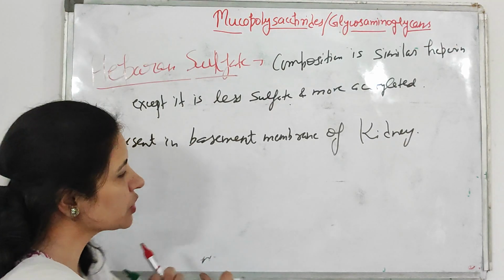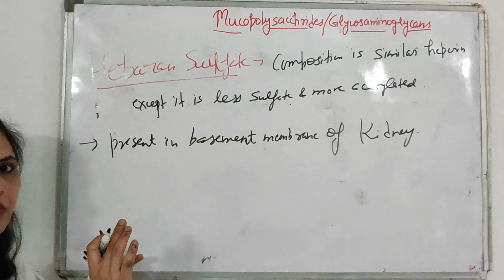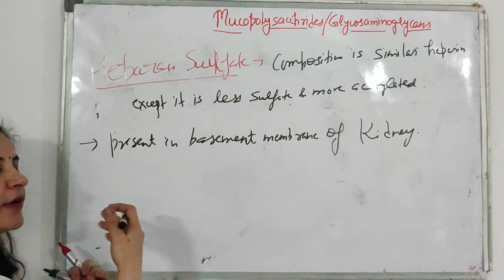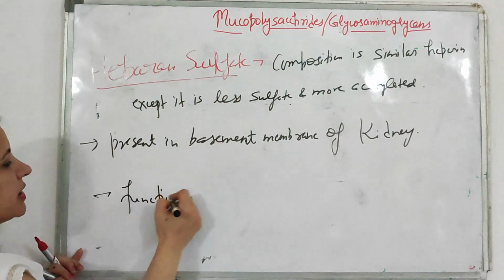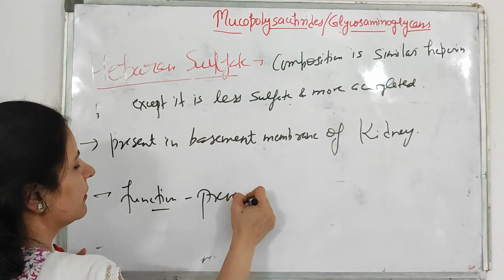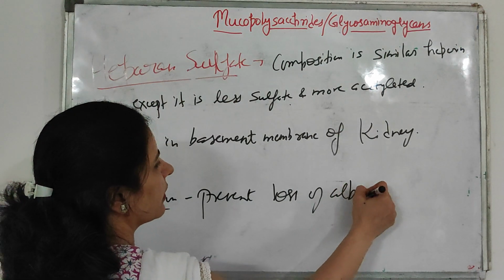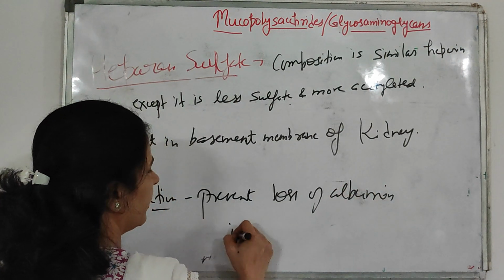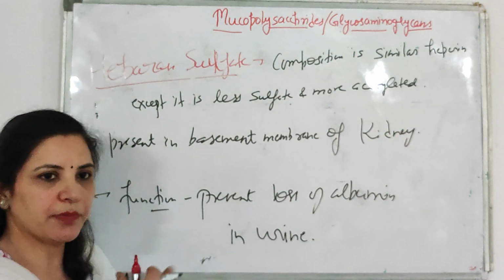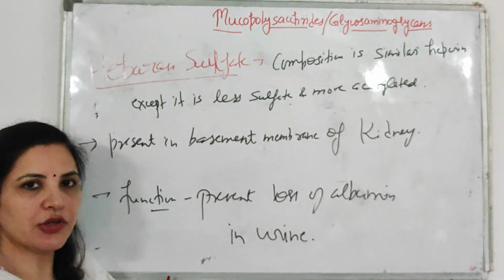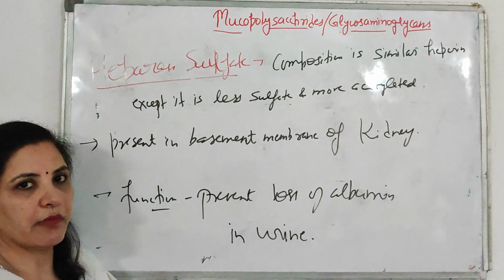Okay. So remember, it is present in the basement membrane of your kidney. And what is its function? As I told you, its function is to prevent loss of albumin in urine. The reason is that negative charges repel each other and albumin carries a negative charge. So albumin cannot normally be filtered into the glomerular filtrate.